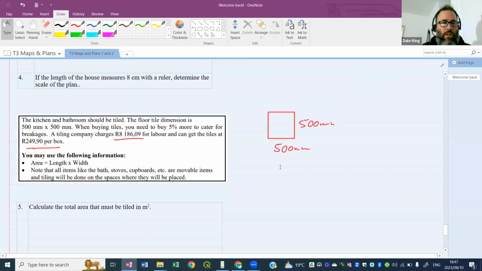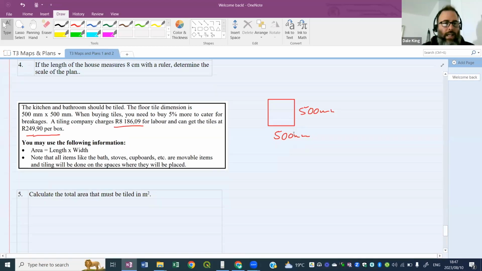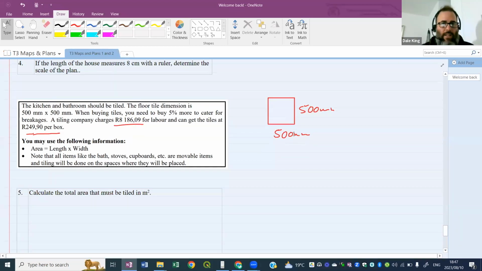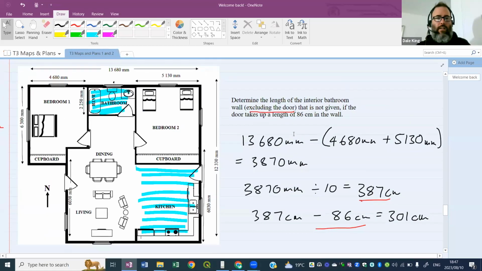All right, let's go over it one more time. The kitchen and the bar should be tiled. The tile dimensions are 500 by 500. They're on the right-hand side. When buying, you must buy 5% more. A company charges $8186.09 for labor, and tiles come at $249.90 per box. Okay, here we go. Calculate the total area that must be tiled in meters squared.